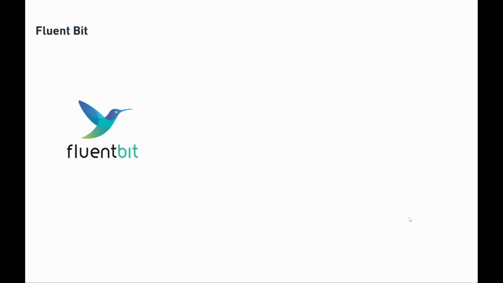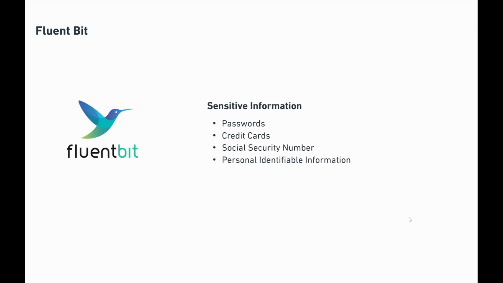Fluent Bit is a popular open source log processor that allows you to collect data from different sources, filter, and transform it before forwarding it to different destinations. In some cases, the data collected may contain sensitive information like passwords, credit card numbers, social security numbers, and other personal identifiable information. To protect such information, you need to mask it before forwarding it to the destination. In this video, we'll see how to mask sensitive information using Fluent Bit.